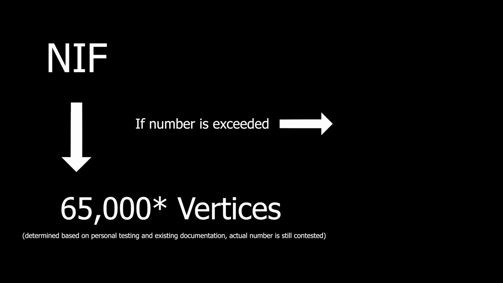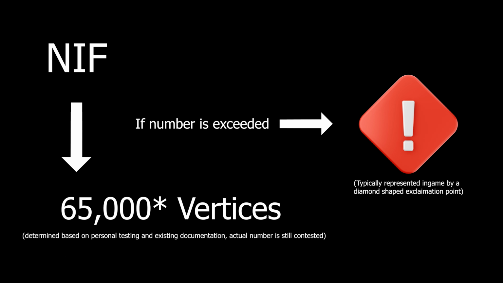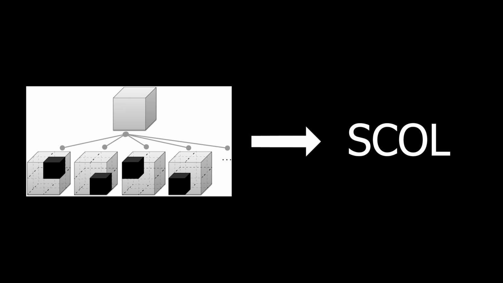If you exceed the limit of verts, you will get a mesh error and the mesh will not load into the game. There's no way past this. It is a hard-coded limitation of the format. The only way to get around it is to split your mesh into multiple parts and make a static collection. That is the only way to bypass it.